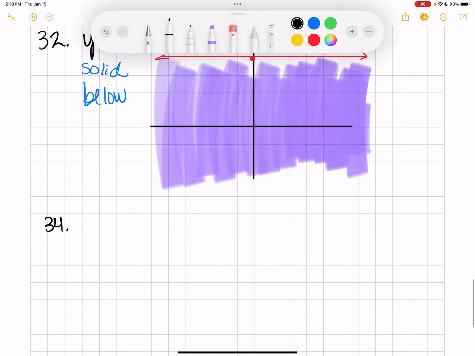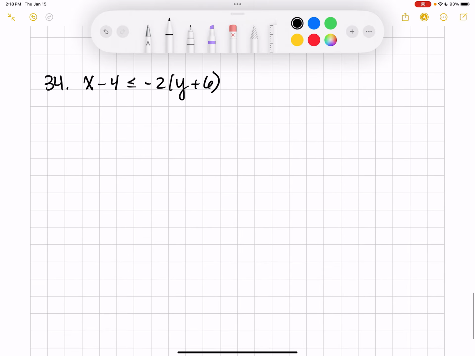34. X minus 4 is less than or equal to negative 2 times Y plus 6. All right, I want you on your own to get Y by itself. So start with getting Y by itself. Don't graph anything till we go over if you have the line correct. Oh my gosh, I cannot do that.